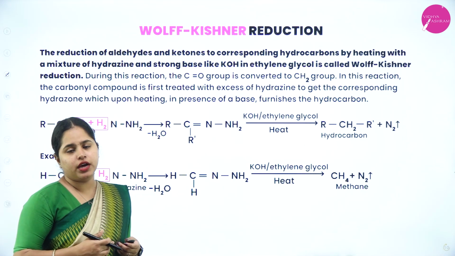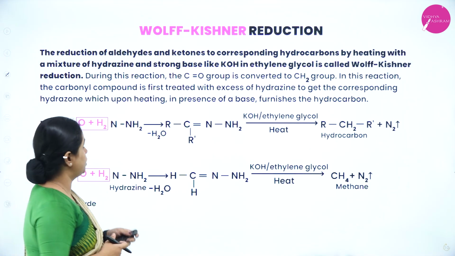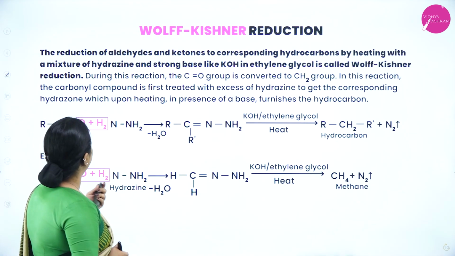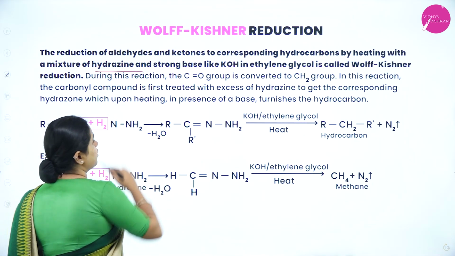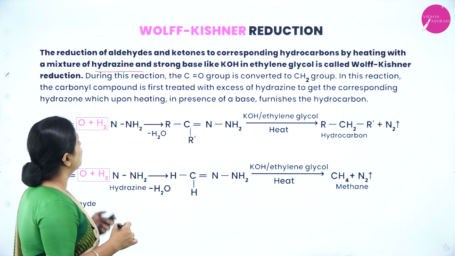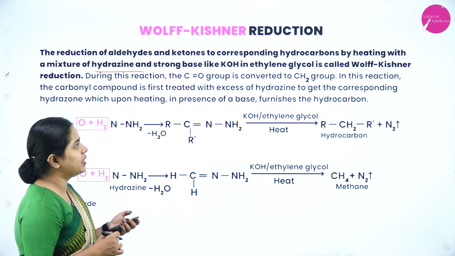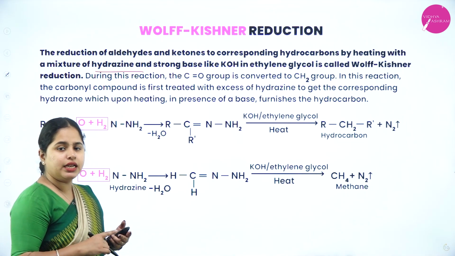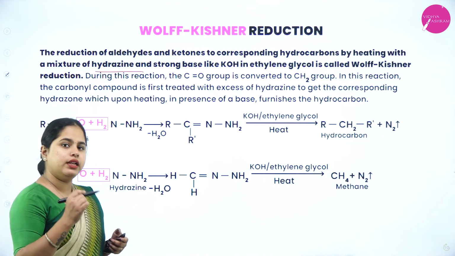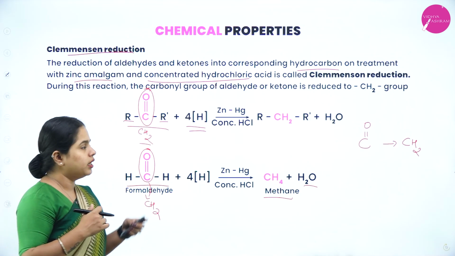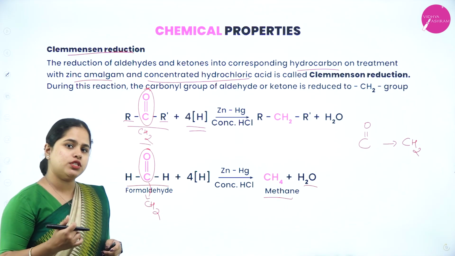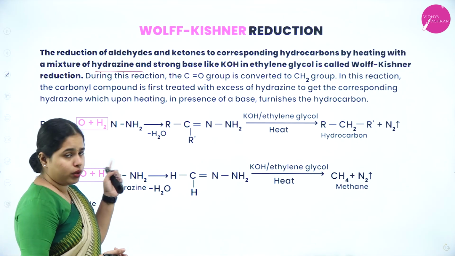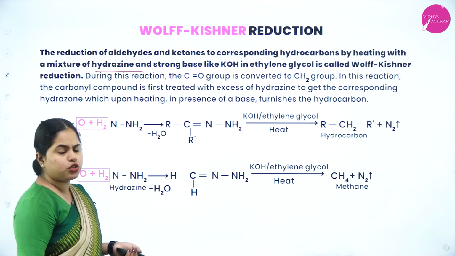So the next method we are going to see is Wolff-Kishner reduction. It is the reduction of aldehydes and ketones to corresponding hydrocarbons by heating with a mixture of hydrazine. What was hydrazine? NH2NH2, and a strong base like KOH in ethylene glycol is called Wolff-Kishner reduction. So hydrazine in the presence of potassium hydroxide and ethylene glycol, that is the reagent here. In Clemmensen reduction, the reagent was zinc amalgam and HCl. So what is going to happen? During the reaction, the CO group is converted into CH2.